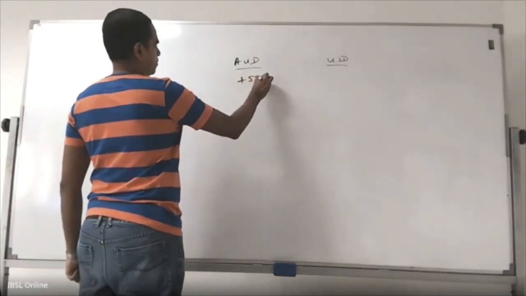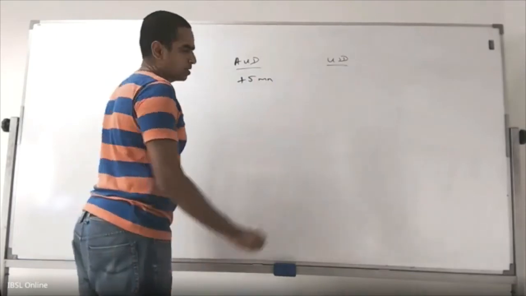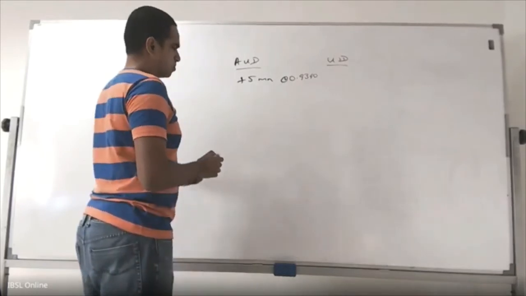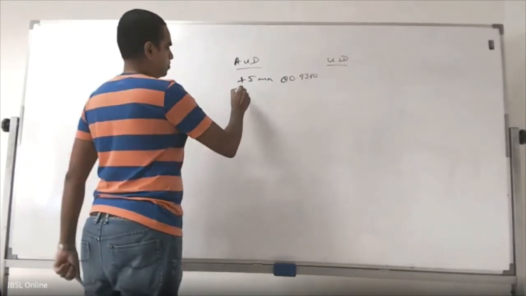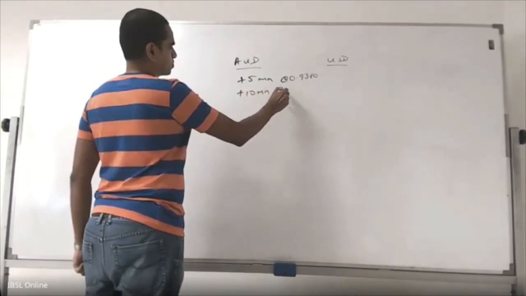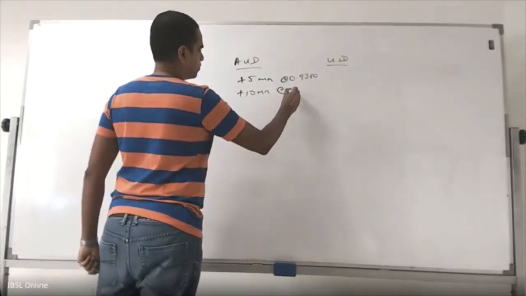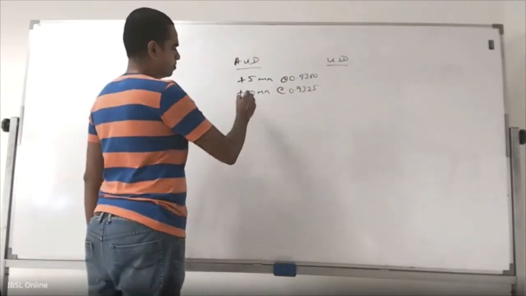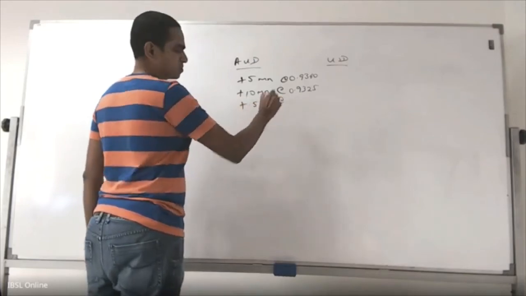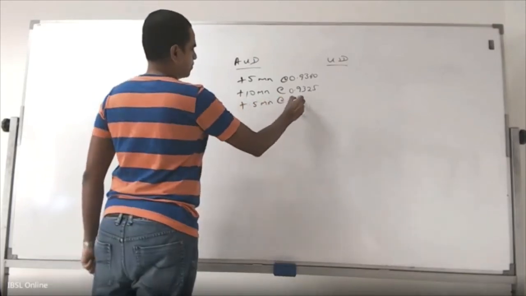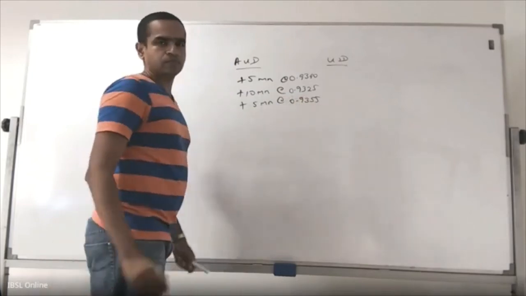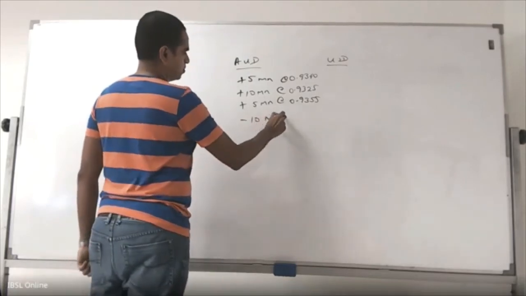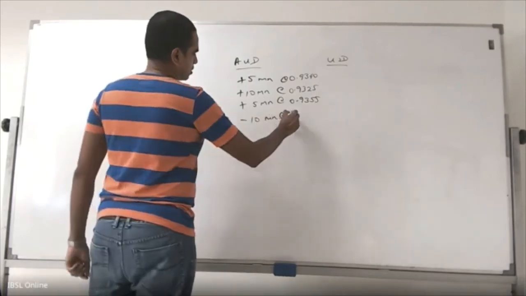Buy 5 million at 93.40, buy 10 million at 93.25, buy 5 million at 93.55, and you sell 10 million at 93.10.